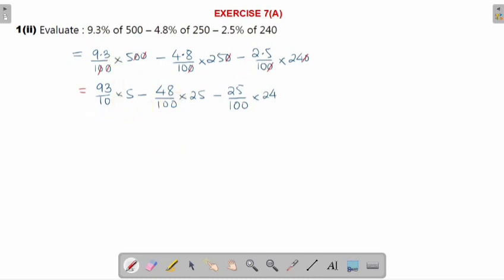So here, first and foremost, we can cancel this one. 5 ones are 5, 5 twos are 10. Right, similarly 25 ones are 25, 25 fours are 100. So 4 ones are 4, 4 ones are 4, 4 twos are 8. Right, similarly 25 1, we have got 4, so 4 ones are 4, 4 sixes are 24. Right, so here we have 93/2.